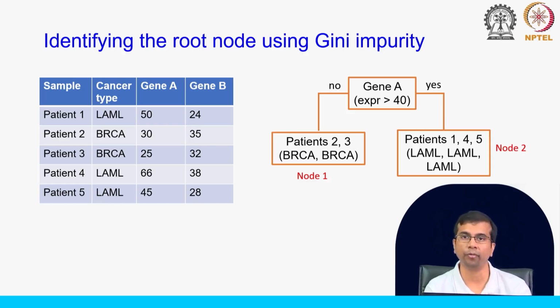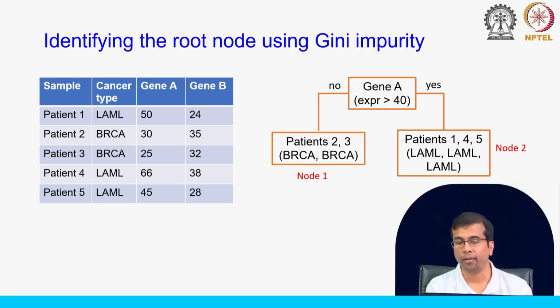If it is no, then we have node 1 here, where patients 2 and 3 will come under this. If you look into the expression value, patient 2 expression of gene A and patient 3 expression of gene A is lower than 40, so they will come under this node. And if you consider the yes branch, we have patients 1, 4, 5 in node 2. Now, what you see is patients 2 and 3 are both of this BRCA class, whereas patients 1, 4, 5 are all of LAML class.